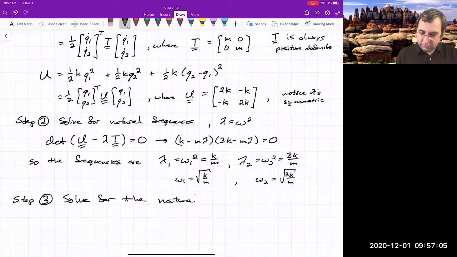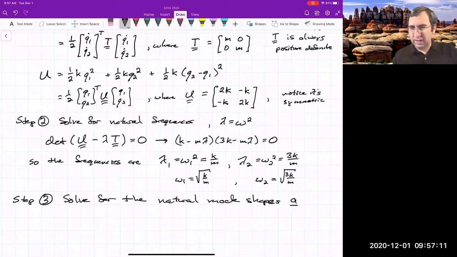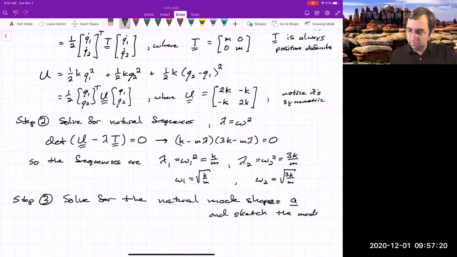Solve for the natural mode shapes, those vectors A from last time, and sketch them. That's something you can do when your degrees of freedom isn't too high.